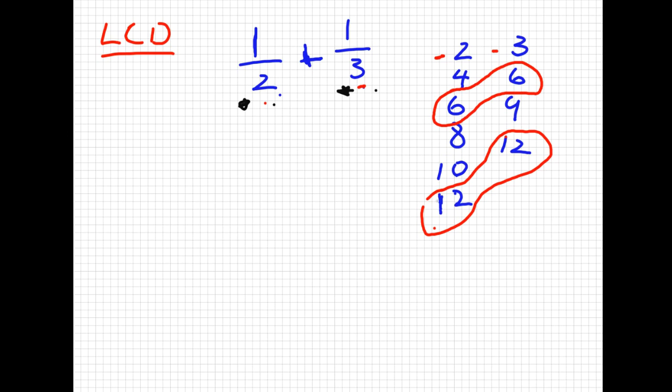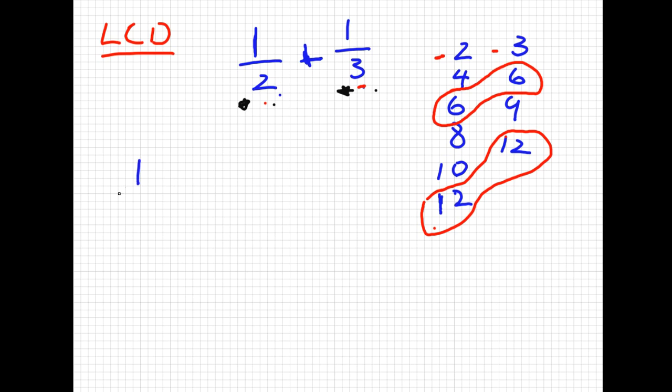So these 12s and these 6s are common denominators. They're numbers that we can easily convert these denominators into. But 6 is the lowest one. 6 is the lowest common denominator. So then what we do is work out how we're going to convert both of these fractions to have a denominator of 6.